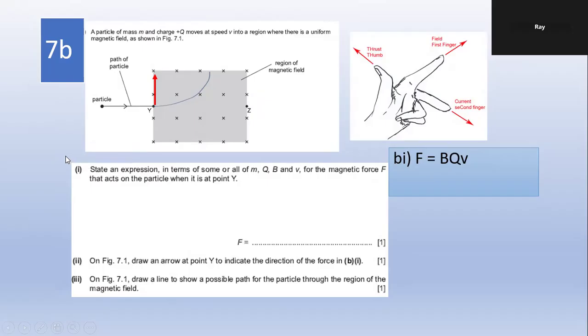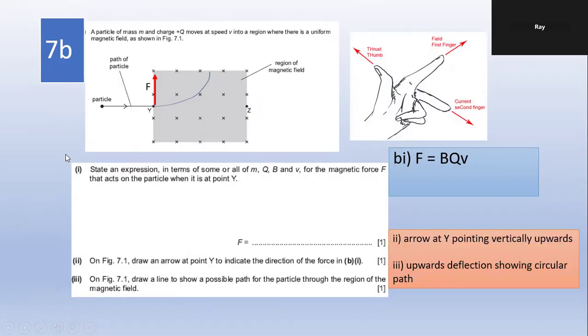Okay, any comment on that? If not, let's carry on. Right, that's the marking scheme.